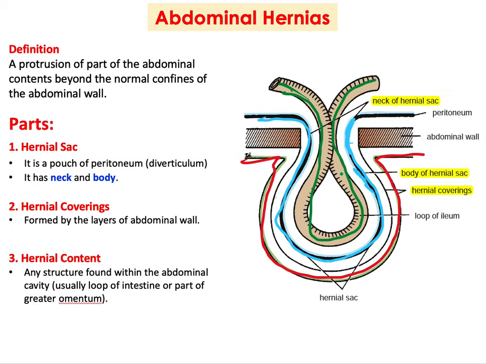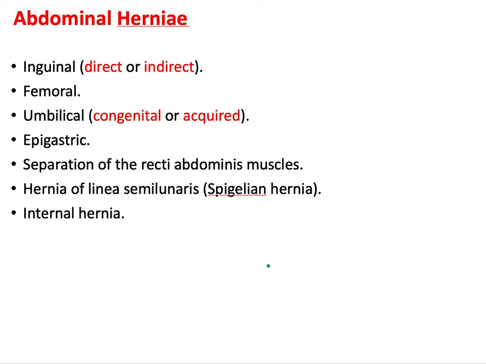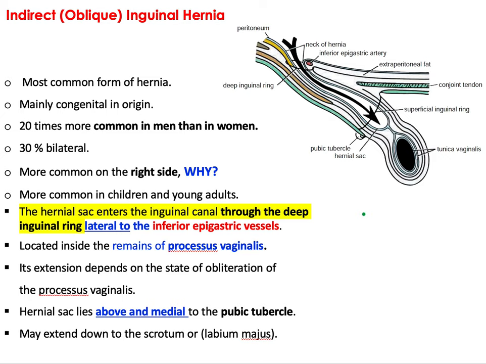There are a couple of types of hernia. I will start with the most important one, which is the indirect inguinal hernia. Now, this is the conjoint tendon medially, and this is the deep inguinal ring. Do you remember the deep inguinal ring? And this is the superficial inguinal ring, and this is the inguinal canal. So if the loops of intestine pass through the deep inguinal ring, through the inguinal canal, this is called indirect inguinal hernia.